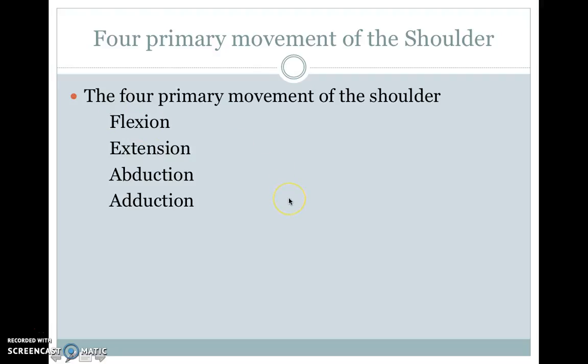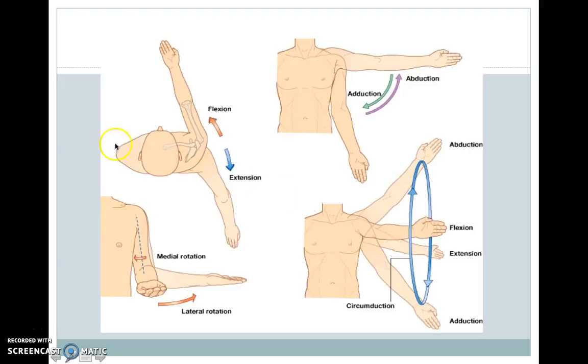Four primary movements of the shoulder. The four primary movements of the shoulder are flexion, extension, abduction, and adduction. This is an example of a shoulder movement.